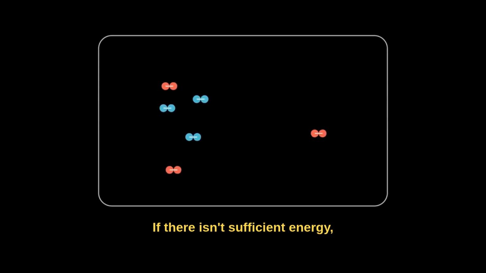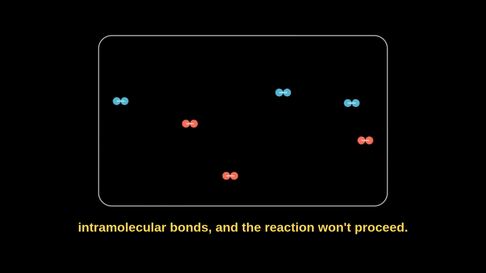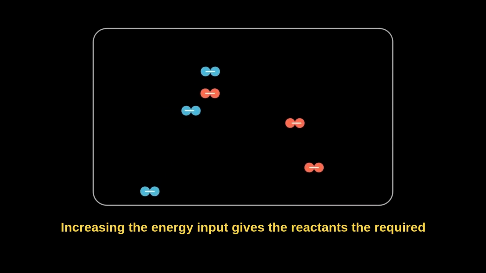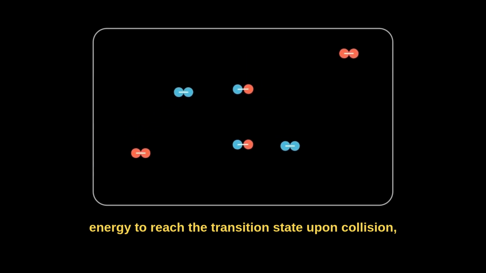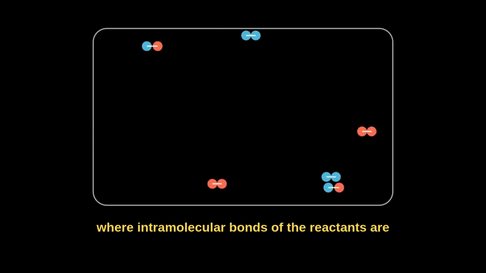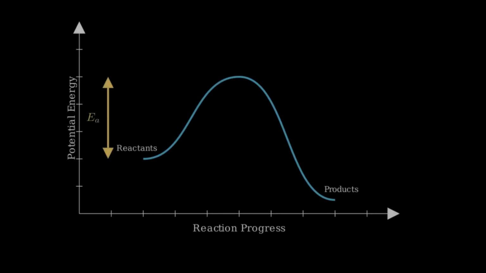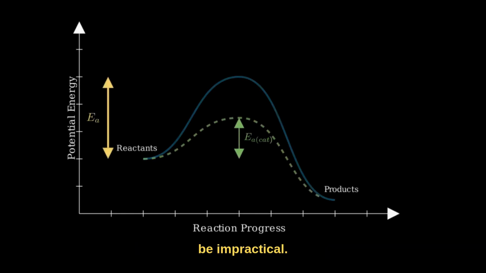If there isn't sufficient energy, the collisions won't be able to break the intramolecular bonds, and the reaction won't proceed. Increasing the energy input gives the reactants the required energy to reach the transition state upon collision, where intramolecular bonds of the reactants are broken and new bonds are formed. In reality, relying on activation energy input alone can be impractical.